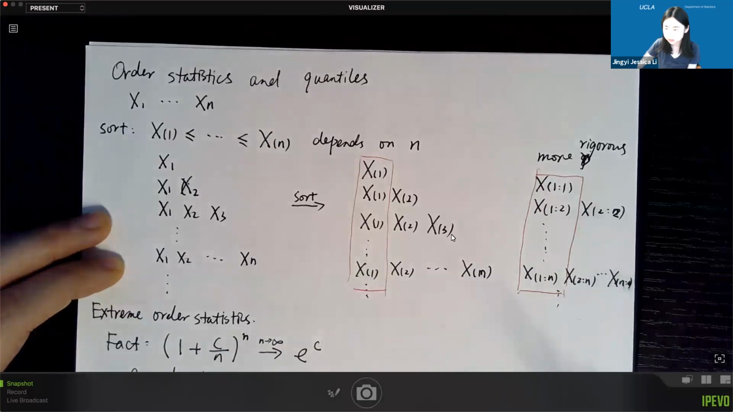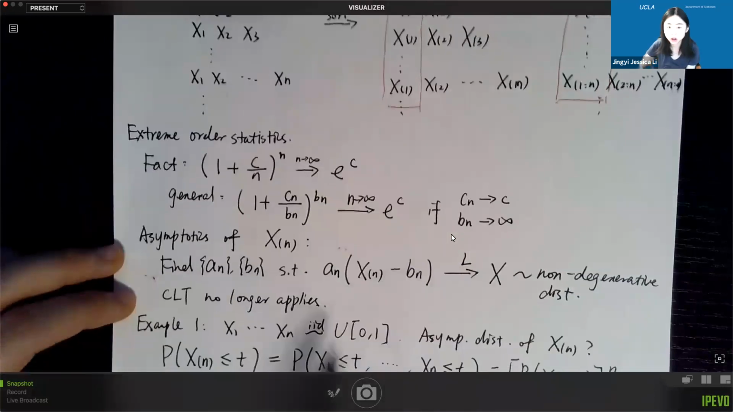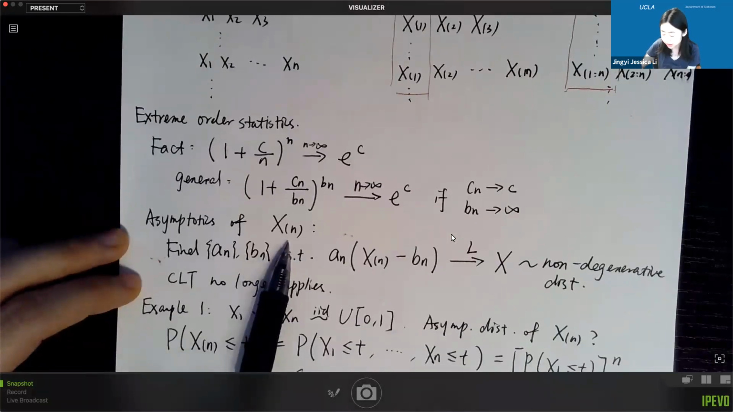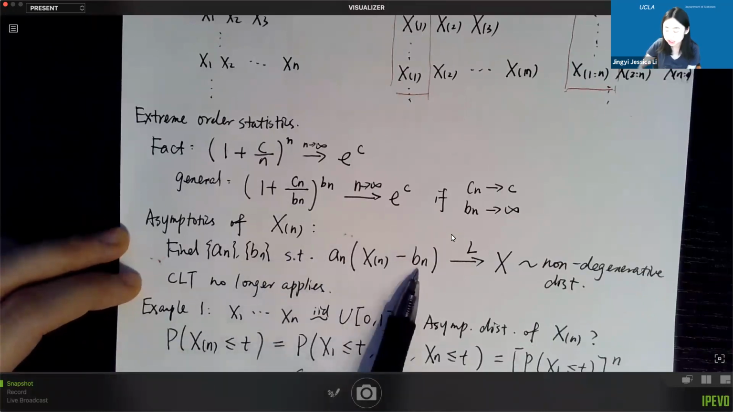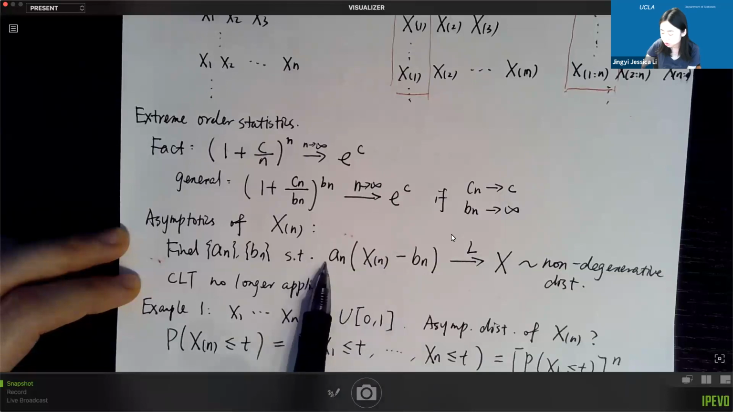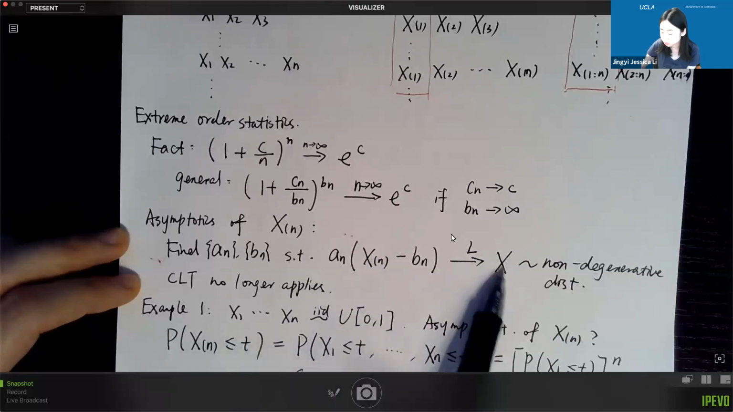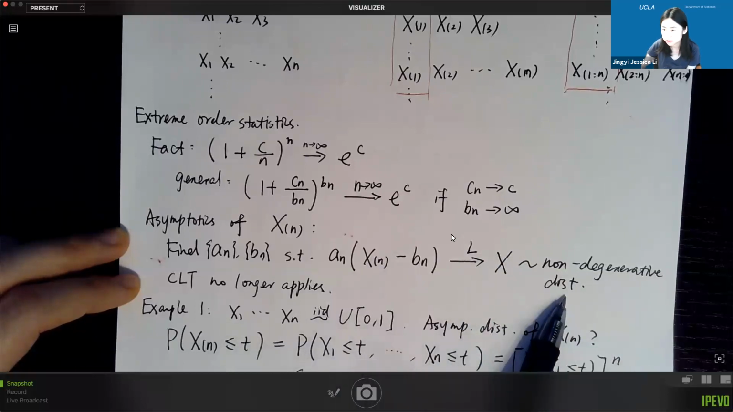So we started by talking about the extreme order statistics. By extreme, we mean the largest or the smallest. And here, the general idea for us is to find an and bn such that an times xn, the largest, minus bn, the difference, will converge in law to some random variable, and the random variable follows some non-degenerate distribution. That means that the limiting distribution is not a constant.